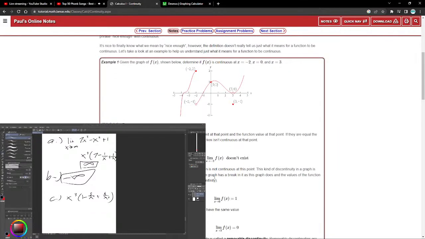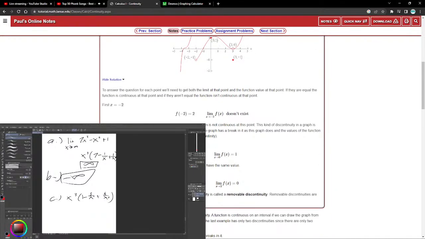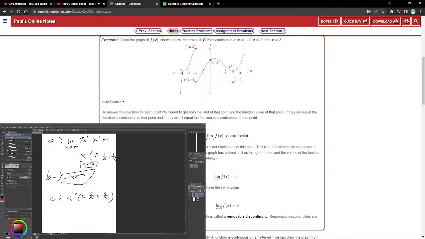Yeah, negative 2 doesn't exist. Jump discontinuity. 0. Function's continuous. Yeah, removable discontinuity. Yeah.